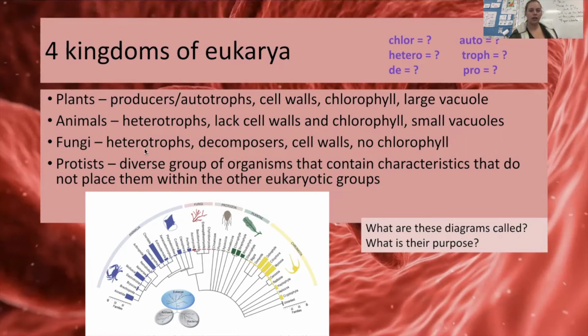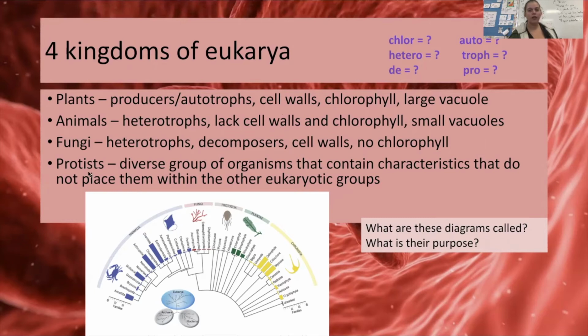Fungi are also heterotrophic, but these are decomposers. They're going to take that material in dead organisms and break it down and recycle those nutrients back to the environment. They also have no chlorophyll, but they do have cell walls. So they have some characteristics that you're going to notice between plants and animals.